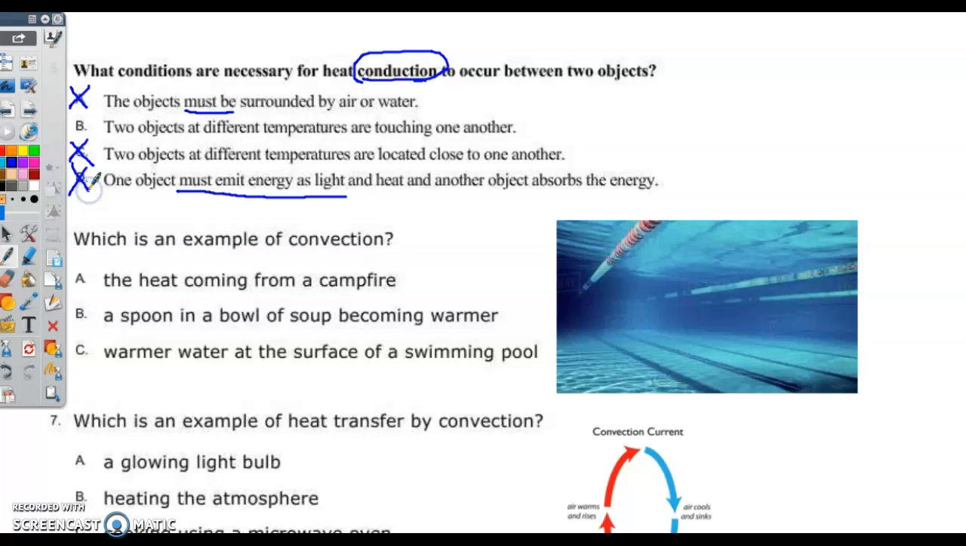Hard question with the way the answers are worded, right? But when you see the word conduction, it has to be B because 2 objects are touching one another. Just be careful with that one.